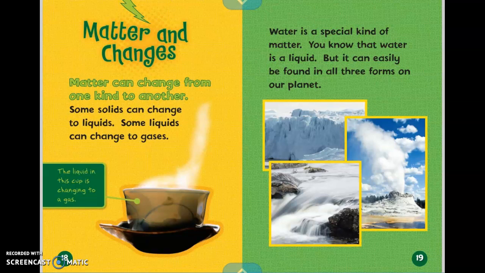Water is a special kind of matter. You know that water is a liquid, but it can easily be found in all three forms on our planet. So, solid, right? You have snow. Water is in the snow form. It's a solid. Obviously, water in its regular form is a liquid, and steam is water in a gas form.